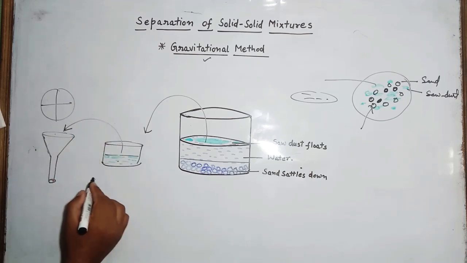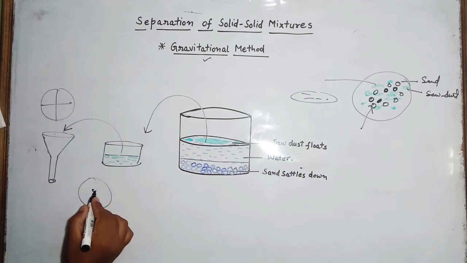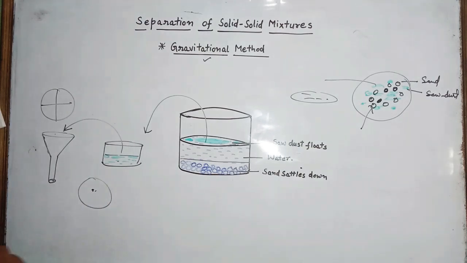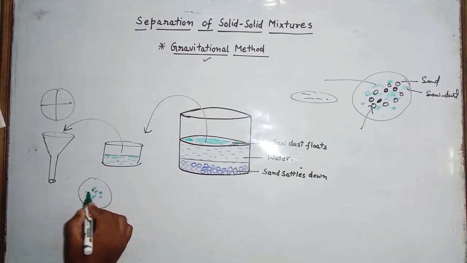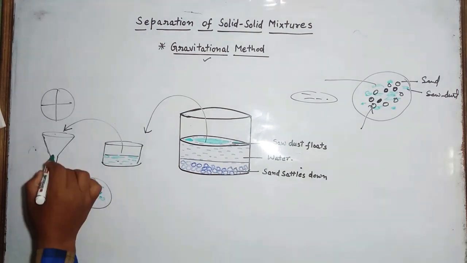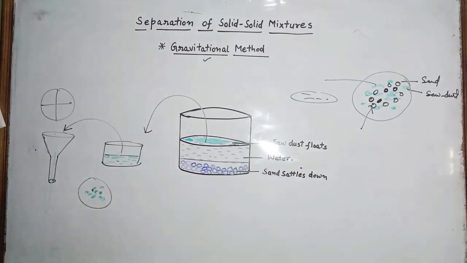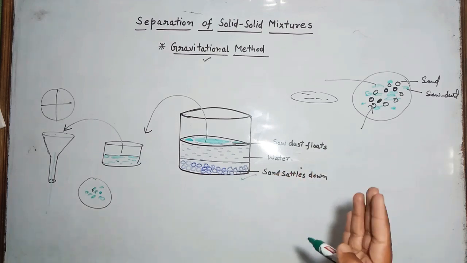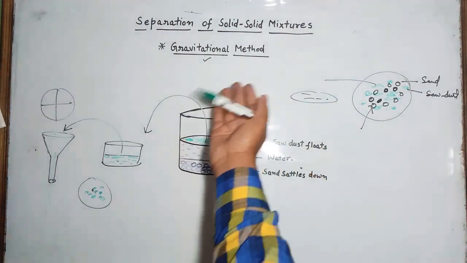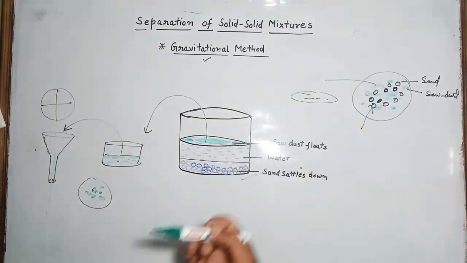Now you will see that in the filter paper there will be only sawdust, and the water will go down here. What remains in the container will be only sand particles. In this way we can separate solid mixtures with the help of the gravitational method.